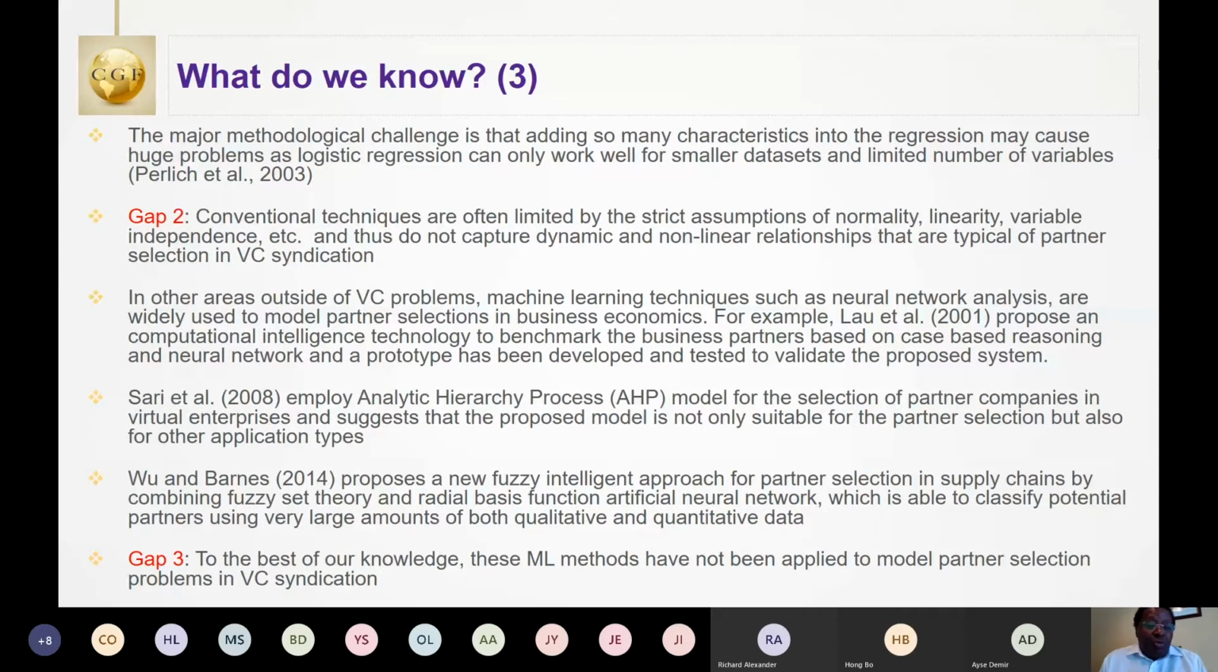And this observation is very well made by a paper by Parik and others in 2003 in the Journal of Finance. So we have a second gap here, which is that conventional techniques are often limited by strict assumptions: normality, linearity, variable dependence. For that matter, they may not be able to capture dynamics and nonlinear relationships, which are typical of partner selection in venture capital syndication. And that's why this problem has persisted.